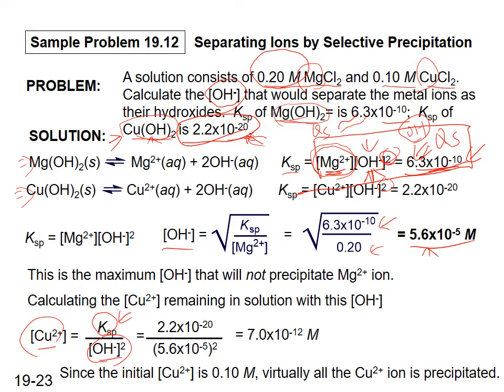So KSP divided by hydroxide squared gives you 7 times 10 to the minus 12, and that is a very small number. In the solution, you only have this small amount of copper ion left. Remember we started with 0.1 molarity of copper ion, and now only this small amount is left. So almost all copper ions are precipitated.